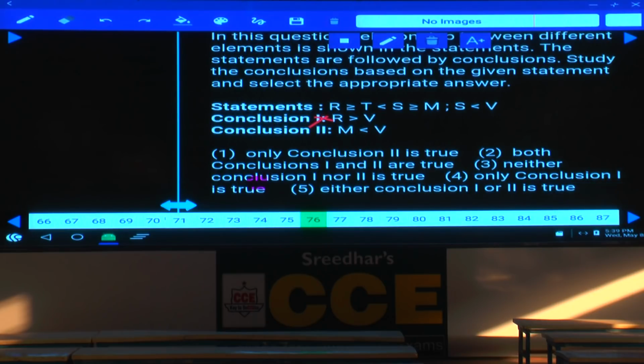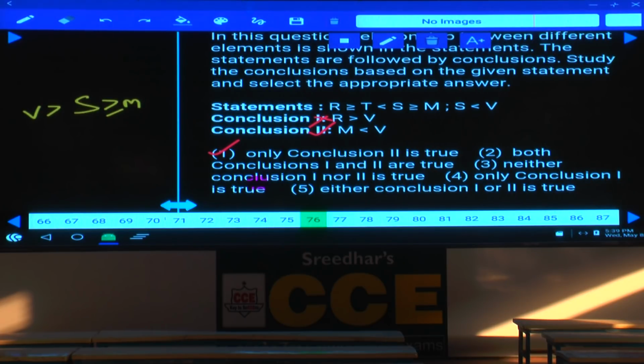Then next one, M and V. The relation between M and V: S greater than or equals to M, and S lesser than V, that is V greater than S. V greater than S, S greater than or equals to M, so V greater than M, M lesser than V. Only 2 is true, choice 1.